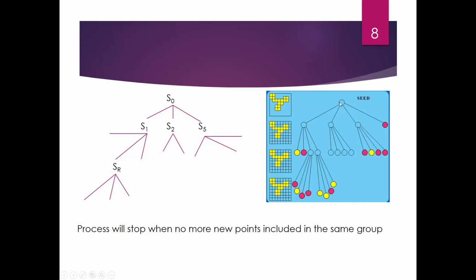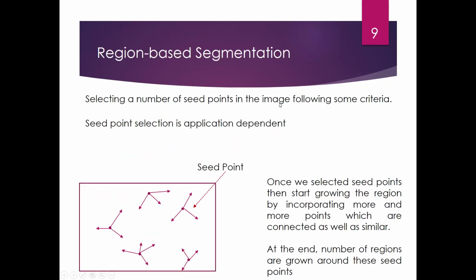You can see in this figure, we started with this seed point, then it connected to 4 points, and all these 4 points are further connected. So in this way the region is growing. Selecting a number of seed points in an image follows some criteria. Seed point selection is application dependent. Once we select the seed points, we start growing the region by incorporating more and more points which are connected as well as similar. At the end, a number of regions are grown around these seed points.